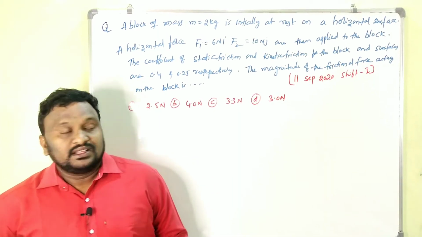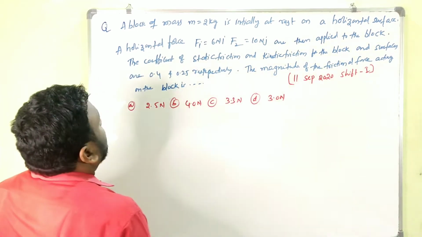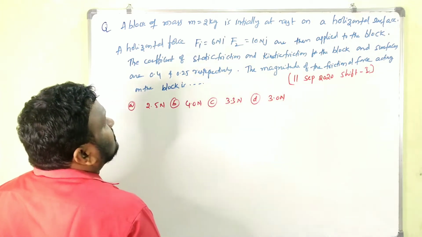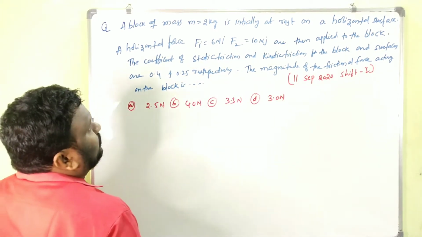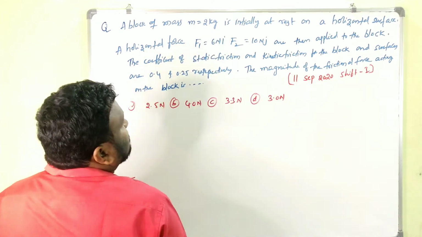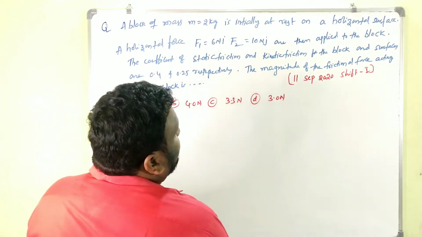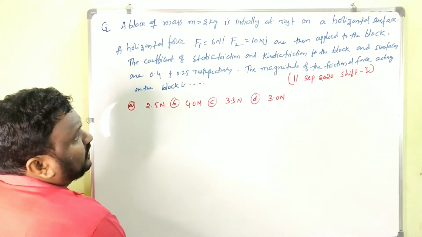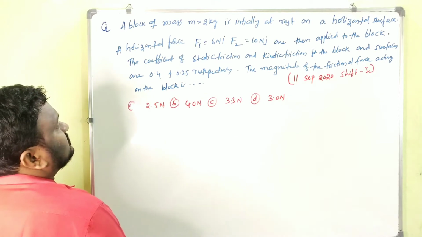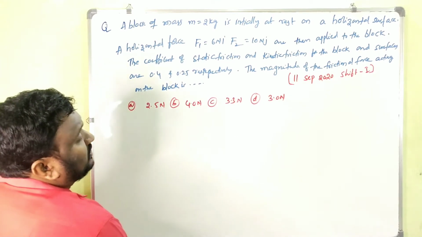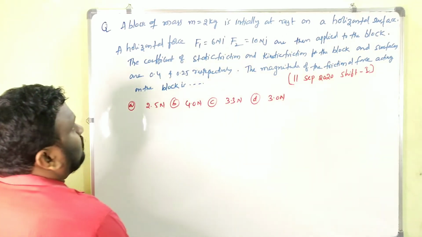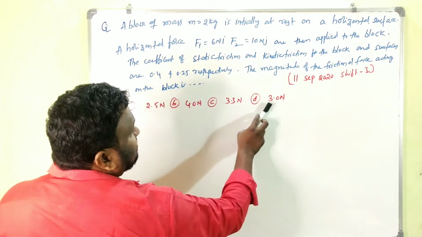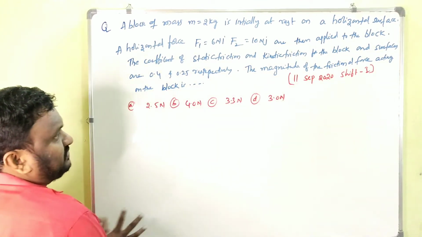See the next question. A block of mass 2 kg is initially at rest on a horizontal surface. A horizontal force F1 is equal to 6 Newton i and F2 is equal to 10 Newton j are then applied to the block. The coefficients of static friction and kinetic friction for the block and surface are 0.4 and 0.25 respectively. The magnitude of the frictional force acting on the block is: options 2.5, 4.0, 3.3, 3.0. 11 September 2020 shift 1 it is given.